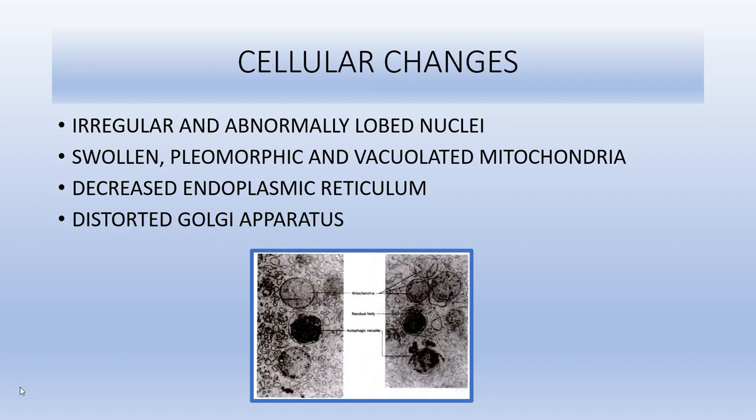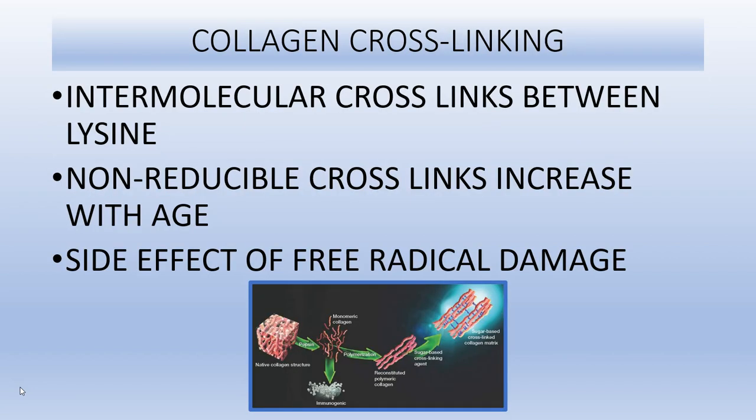With aging, we see intracellular changes. We see changes in the nuclei of the cells found in the skin. We find changes in the mitochondria. We see decreased endoplasmic reticulum and distorted Golgi apparatus, so that we have reduced ability not only to produce or maintain DNA, but also to produce proteins and to store necessary proteins and components of nucleic acids.